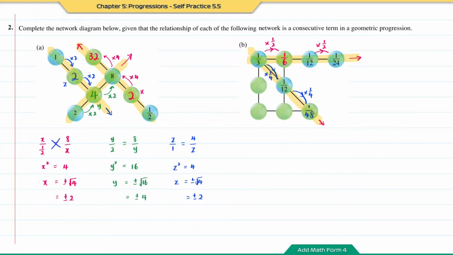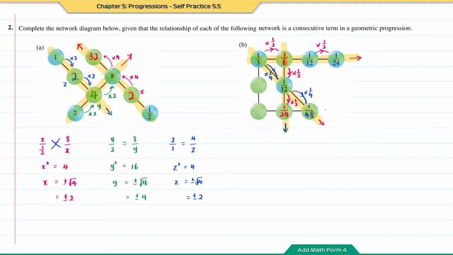Next, I'm going to find the missing terms for these geometric progressions in these directions. So here we already know 2 consecutive terms, so I can find the common ratio straight away. 1 over 12 divided by 1 over 6, the answer is 1 over 2. So you are multiplying 1 over 2 to the previous terms. To find the missing one here, we're going to multiply 1 over 12 with 1 over 2. So the answer will be 1 over 24.